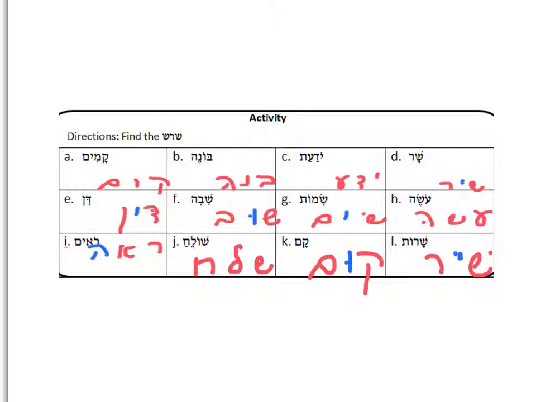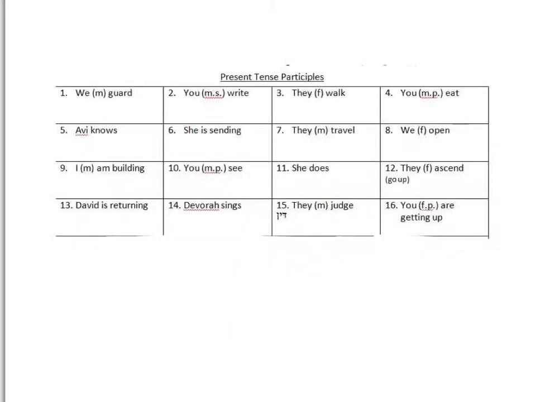So you see here that the only letters that tend to get left out are yuds and vavs in the middle of a word, and heys at the end of a word. That's how we know what the shoresh is when we're reading a pasuk. Here I have additional review and practice for conjugation. Number one, we guard is just standard shomerim.